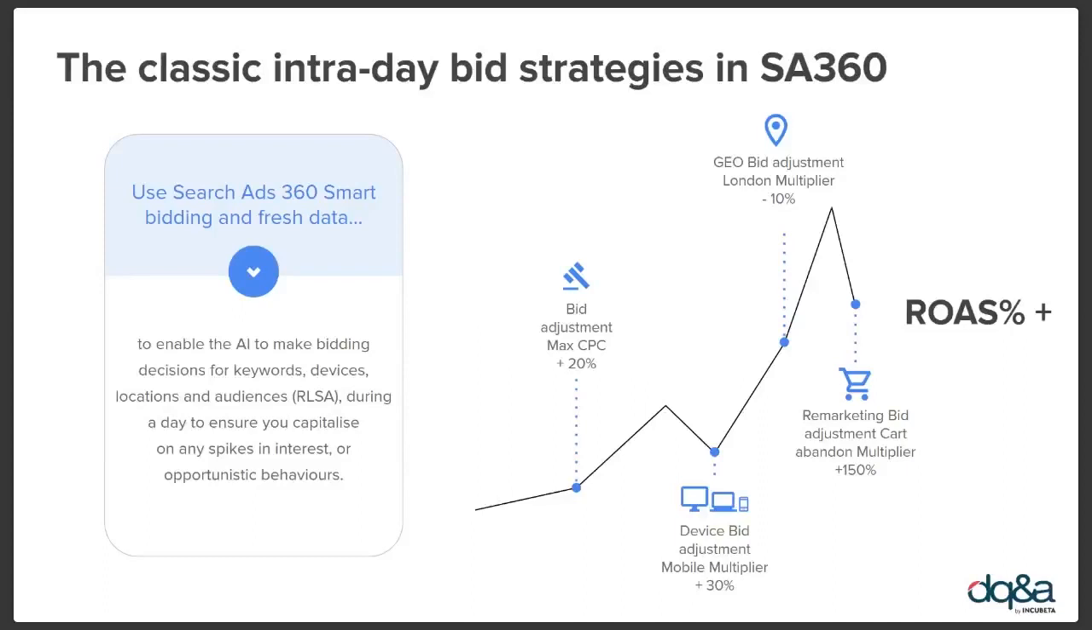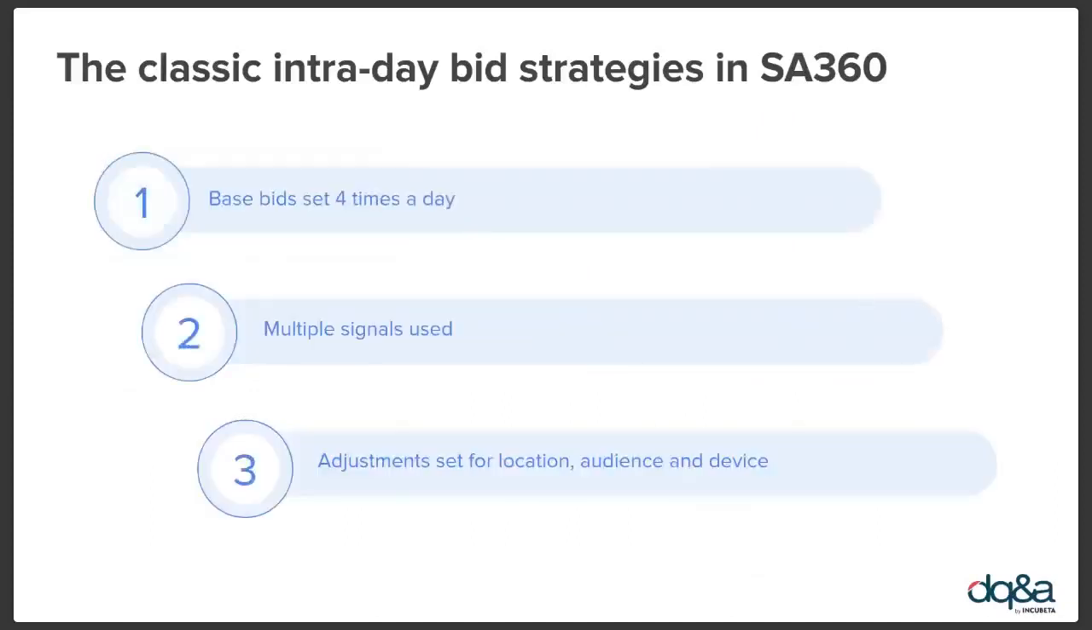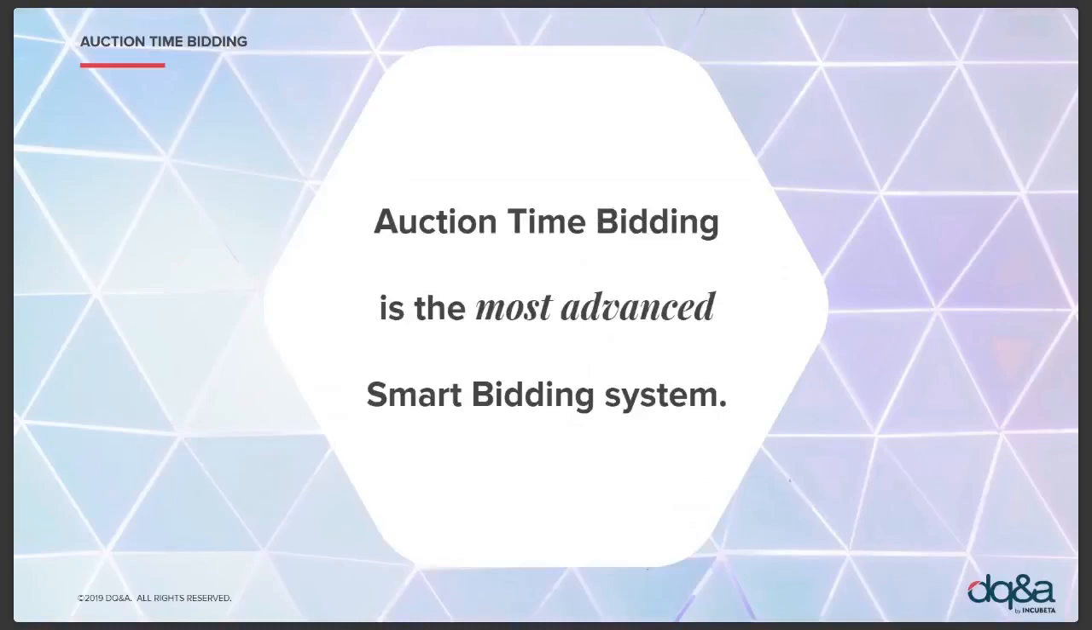On the devices, locations, and audiences front, it would change the bid modifiers, which were percentages beyond your base bid. These bids would all work to hit your ROAS or CPA goals. So that's making bid changes 4 times a day, using a few different signals and making bid adjustments or modifiers for locations, audiences, and devices. So if we look ahead to auction time bidding, Google have touted it as the most advanced smart bidding system. And here's why.